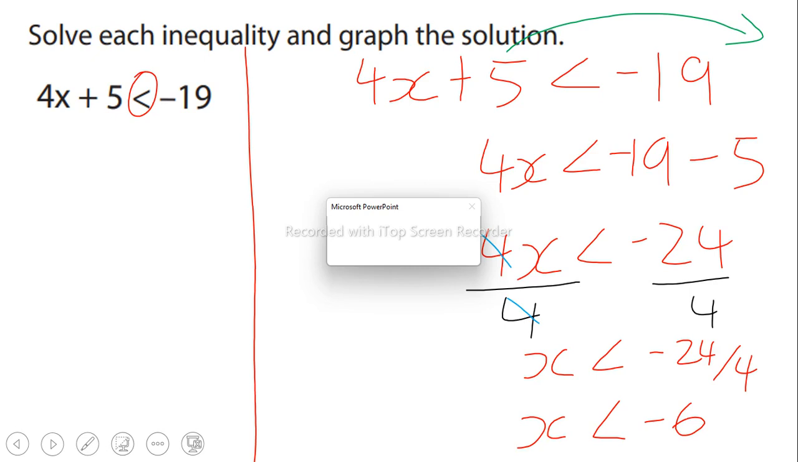Okay. Now the next thing is, once you've already done that, send the picture to me. I want to see how you graph x is strictly less than negative 6. So I'm not gonna do it yet. Let me see how you graph it. X is less than negative 6.